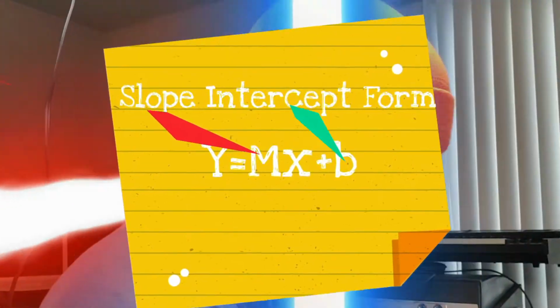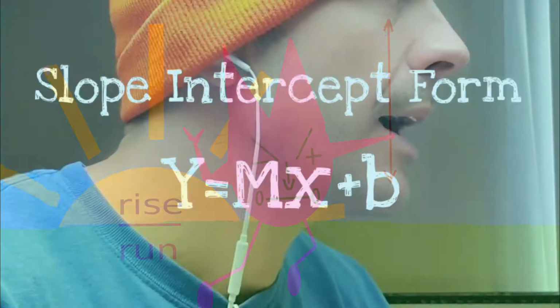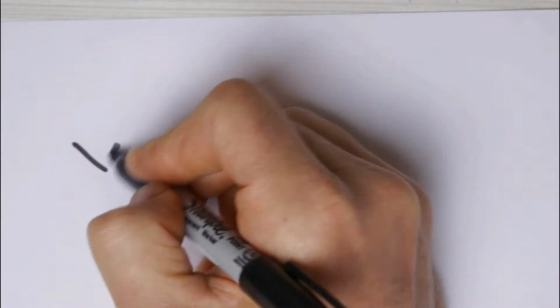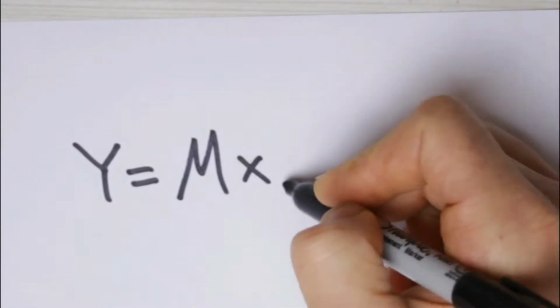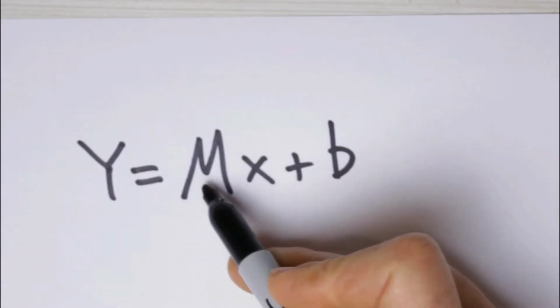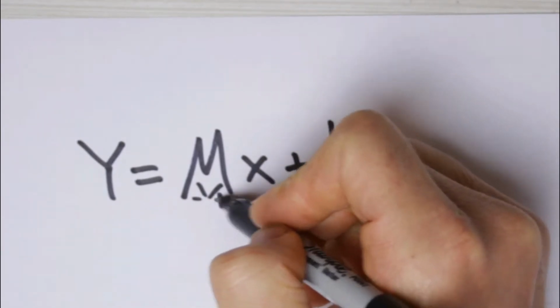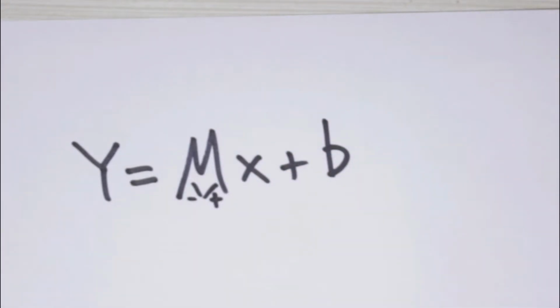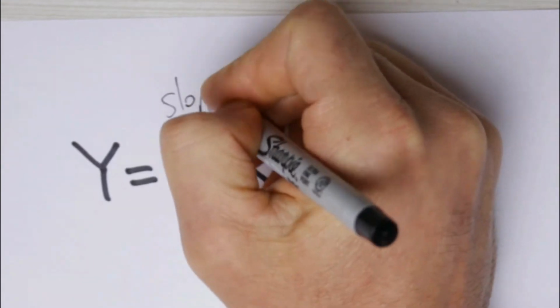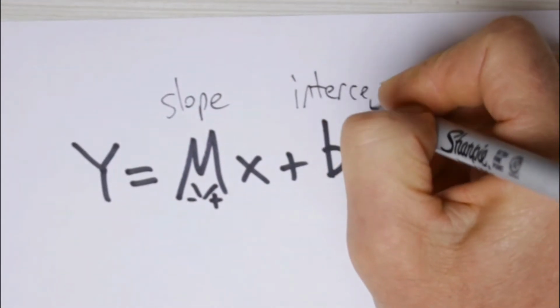Ooh, let's get into slope-intercept form. Now, this is where the Mad Bunny shines. Let's do this. Y equals mx plus b. Now, you already know the m. M is the what? M is the slope. Oh, and this is slope-intercept form.